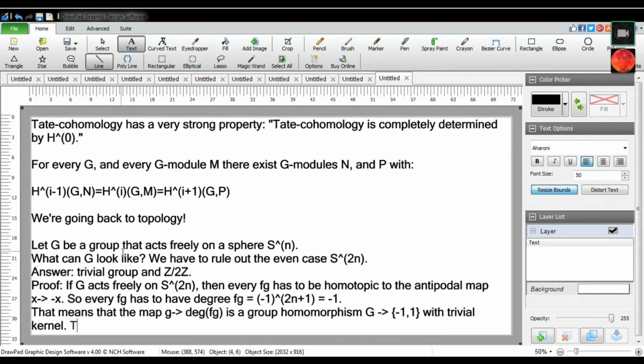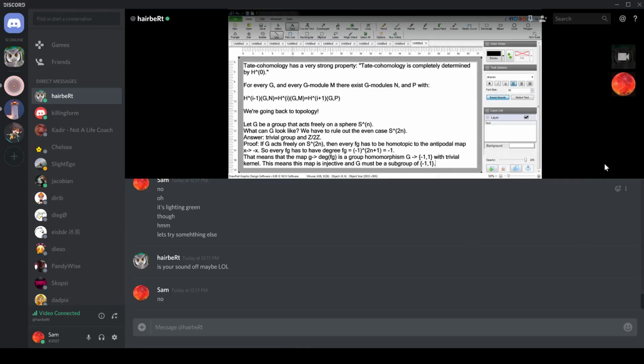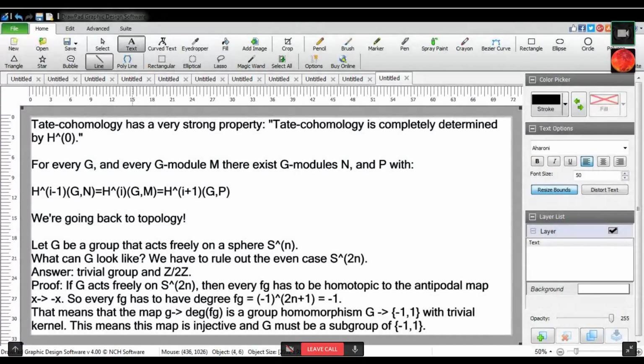So this means this map is injective and G must be a group with 2 elements at most. And the only such groups are the trivial group and Z mod 2Z. And so this actually completely rules out any even dimension stuff. Any questions on this? No. Okay.